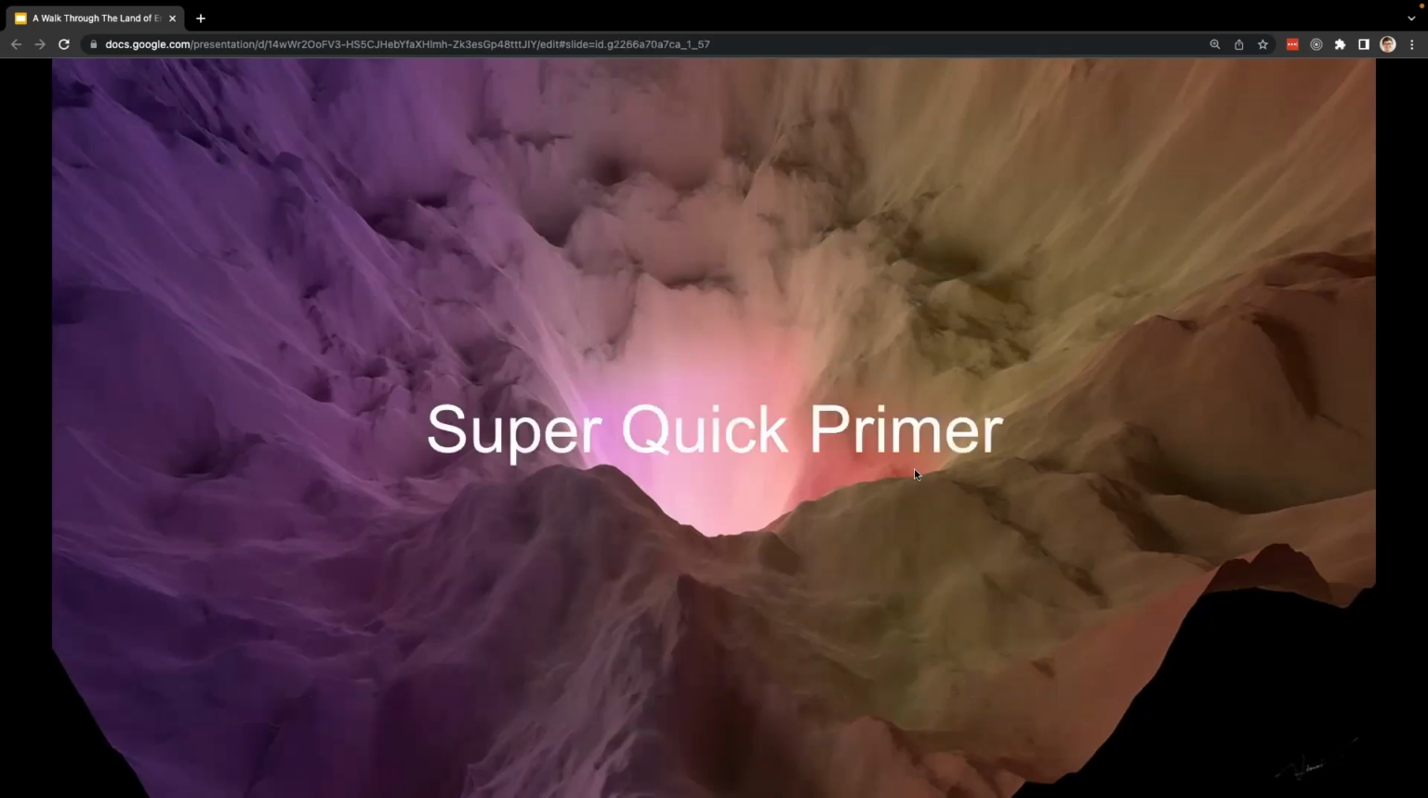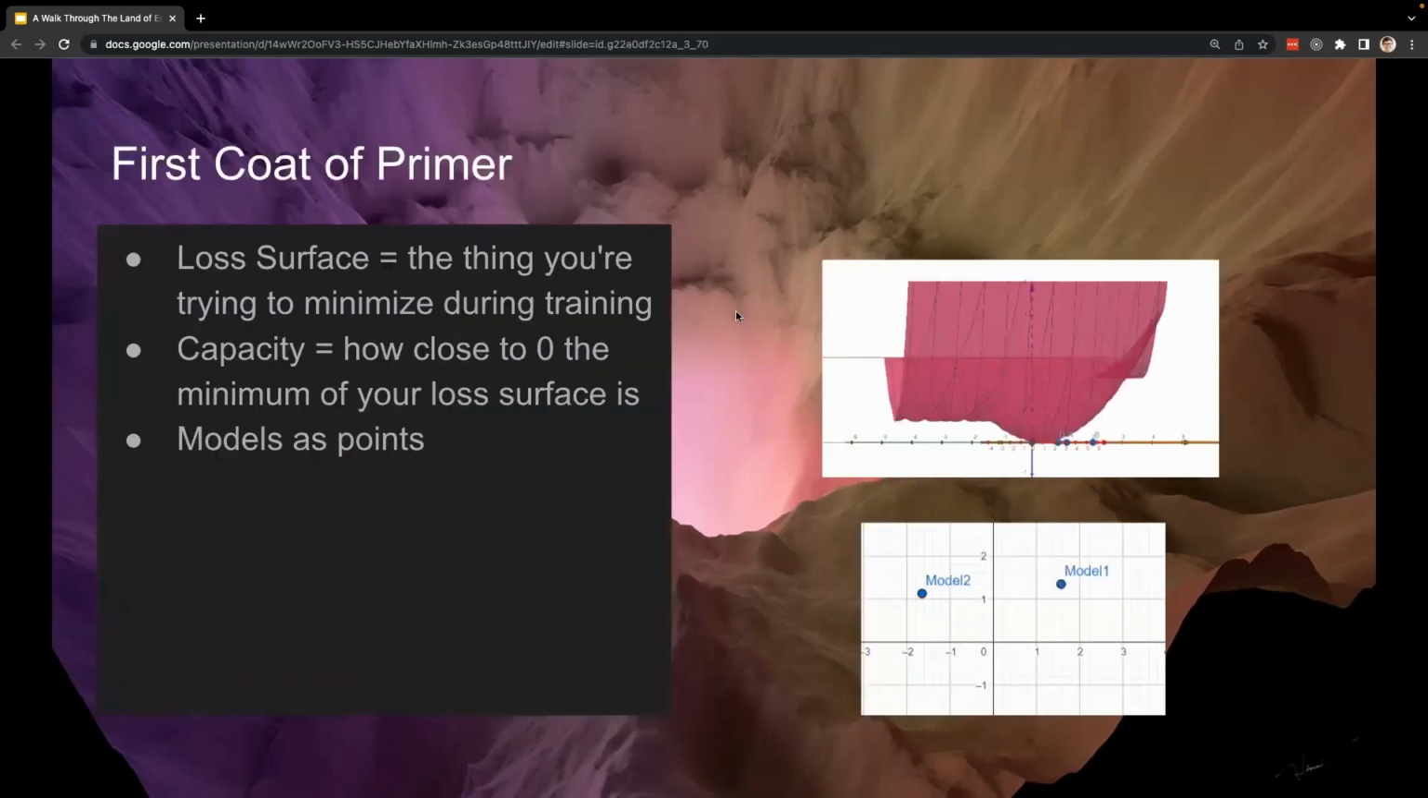Okay, so I wanted to do just a quick primer. I think this part might not be quite as fun, so I'll probably go a little bit faster, but I think some of it's important. There's 4 slides of it. The first thing is the loss surface. To say it clearly, the loss surface is the thing that you're trying to minimize during training. I think we've probably said that implicitly, but I just wanted to say it out loud. That's the point of it: it's the thing you're minimizing during training.